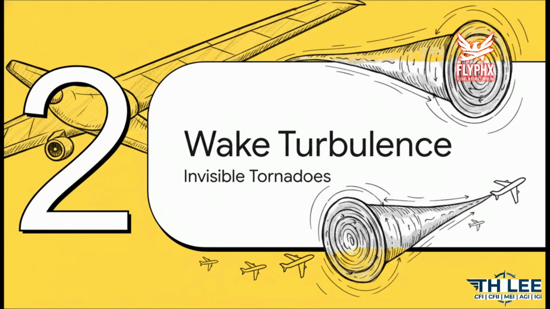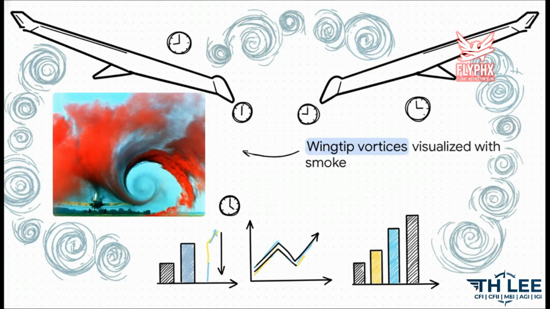Moving right along to Section 2, Mastering Wake Turbulence. So we're moving on to a hazard generated not by the Earth itself, but by aircraft. We have to respect wake turbulence. When a plane flies, violent wingtip vortices spin off the edges of its wings, basically acting like invisible horizontal tornadoes. They drop down and occur at roughly 2-minute intervals behind a preceding aircraft.